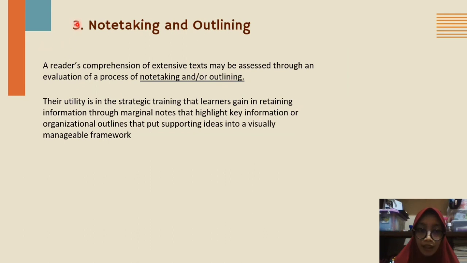Okay, the third and last one is note-taking and outlining. A reader's comprehension of extensive text may be assessed through an evaluation of the process of note-taking or outlining. The utility is in the strategic training that learners gain in retaining information through marginal notes that highlight key information or organizational outlines that put supporting ideas into a visually manageable framework. So, a teacher, perhaps in one-on-one conferences with students, can use students' notes or outlines as indicators of the presence or absence of effective reading strategies and thereby point the learners in positive directions.